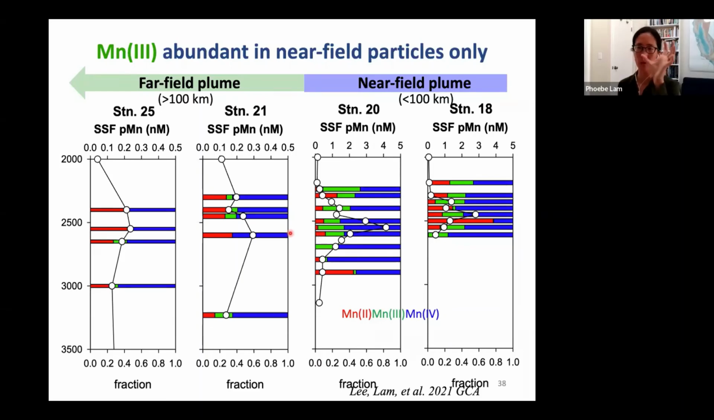So if you were just to calculate an average oxidation state, it's actually fairly similar between near field and far field. But if you then partition it between 2, 3, and 4, you see that the near field has a lot of manganese 3, and the far field has very little manganese 3. So that was a clue. That was interesting. We didn't know what to do with that.